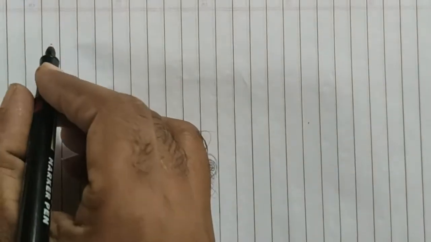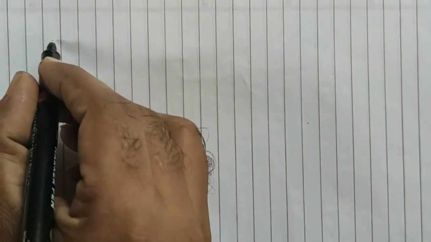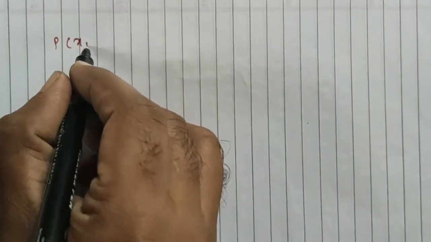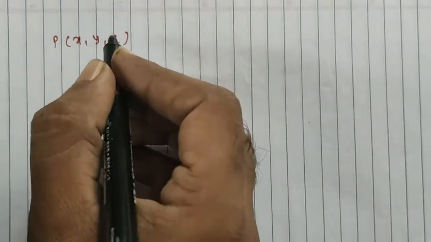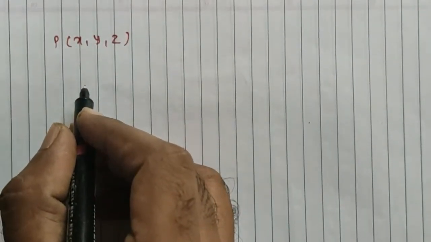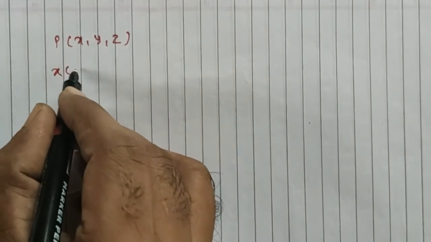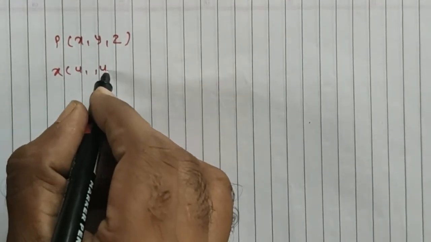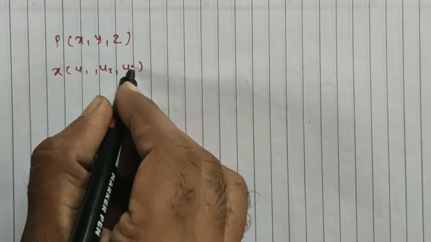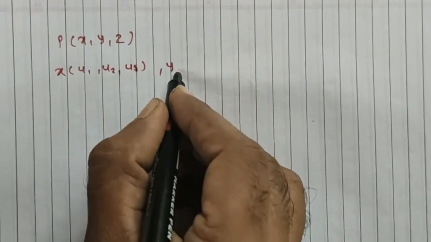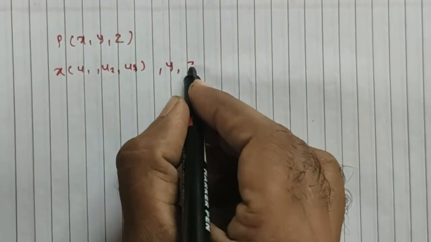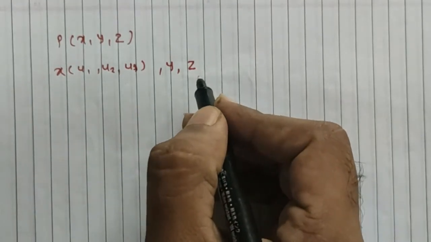Good morning. Let us start with what we did in the last lecture. In the last lecture we considered a point P whose coordinates were x, y, z. So this is in the Cartesian coordinate system. Then we knew that x is a function of u1, u2 and u3. Similarly, y is a function of u1, u2, u3, and z is also a function of u1, u2, u3.